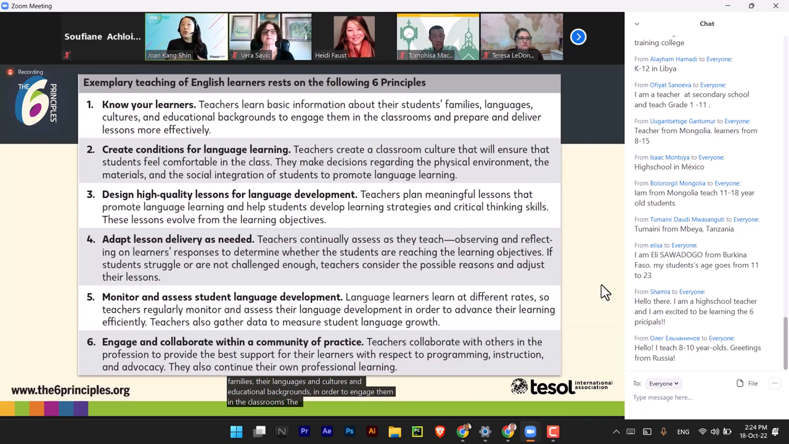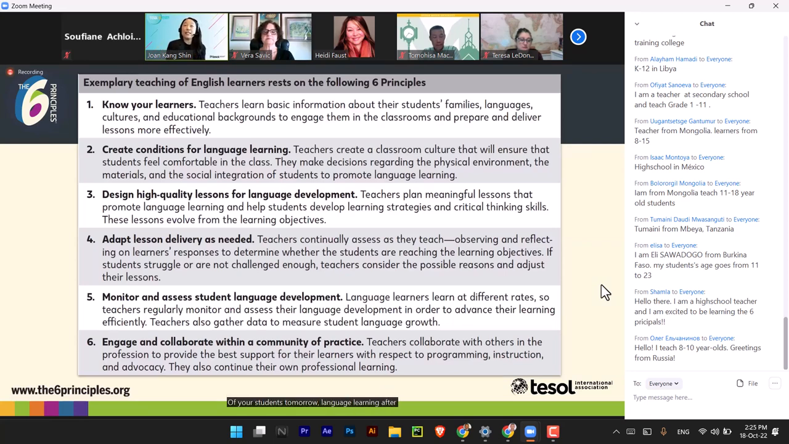Then you will know better how to create those conditions for language learning. And so here, once you know your learners, you can start to create a classroom culture that will ensure your students feel comfortable in class, and then be able to make decisions regarding their physical environment and the materials and the social integration of your students to promote language learning.